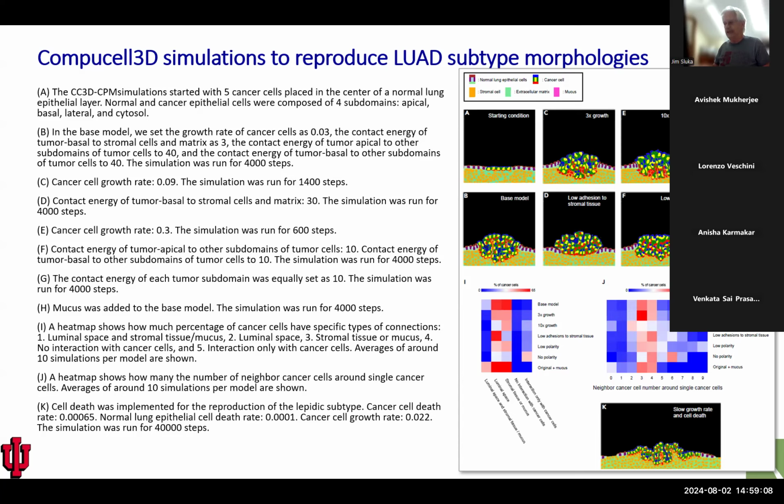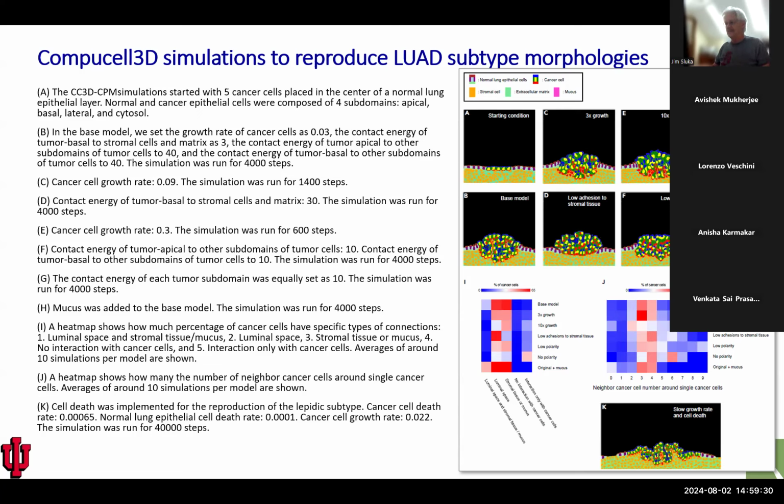You can remove the polarity on the tumor epithelial cells. You get a different morphology. You can reduce the adhesion between the tumor and the underlying normal tissue. You can reduce the polarity of the cell, that is, to tell it to lose the ability to tell the difference between apical and basal.